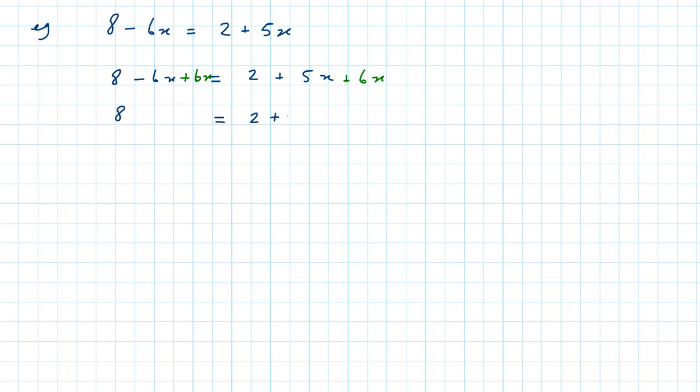So going through the process here, we end up with 11x on the right hand side. Now we've got our usual type of equation. Subtract 2 from both sides and then divide by 11, and we can find out what x is going to equal.